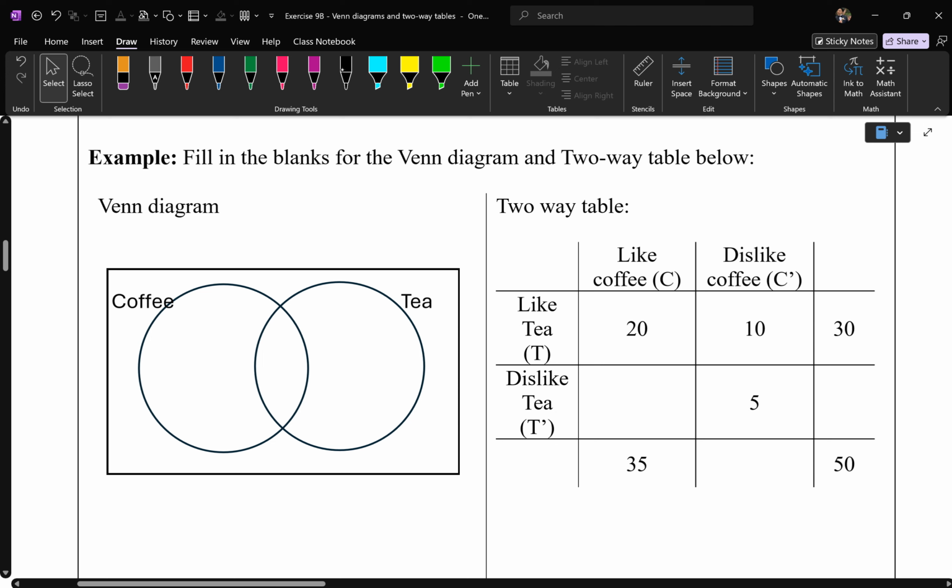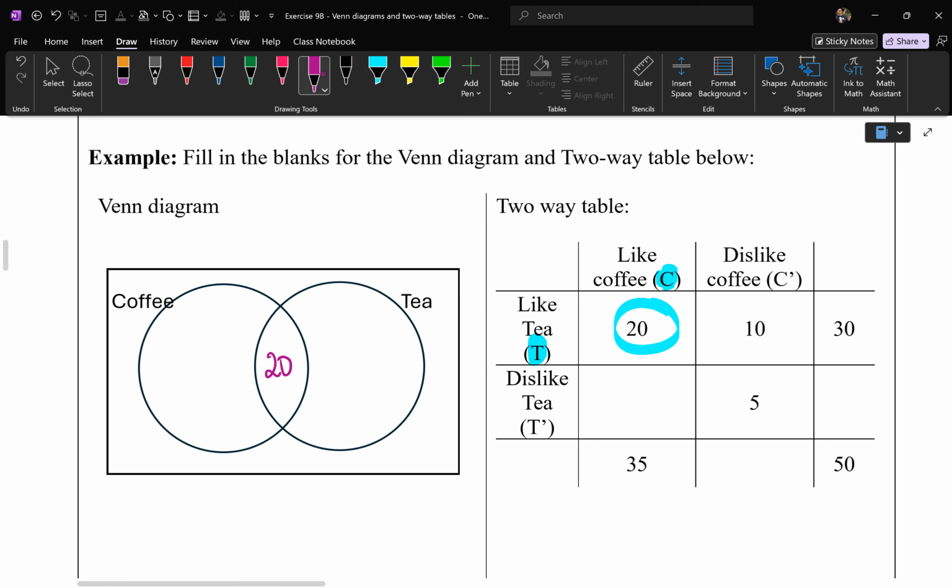So I've got the regions for you here. We've got C for liking coffee and then T for liking tea. So the people that like both coffee and tea, we've got 20 of them. Now, if this is coffee and this is tea, well then for them both to like it, that means 20 must go in the center where both of them are coinciding.